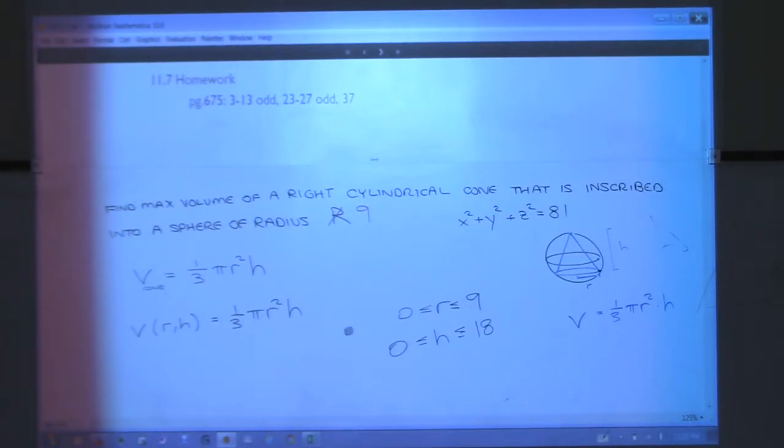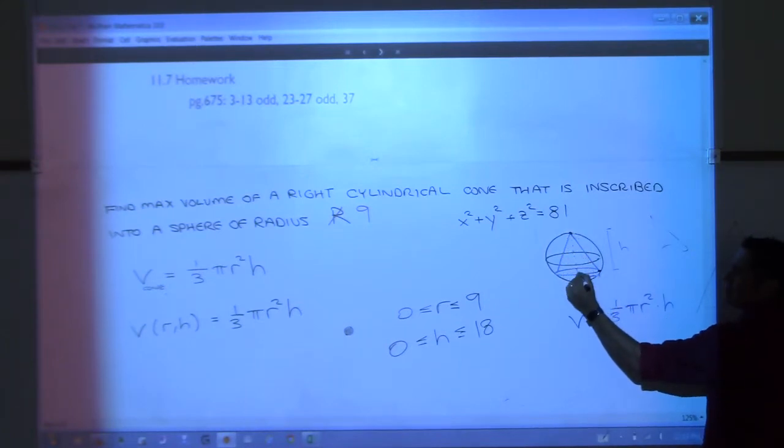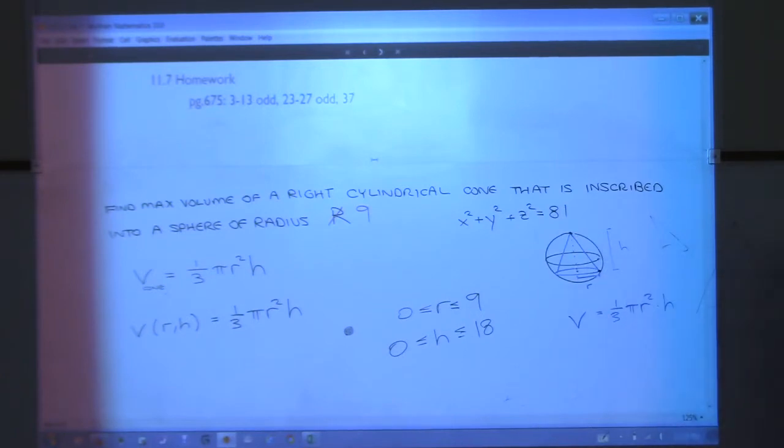H is 0. Where is H on this? H is the distance from the North Pole to right there, right? So what is H there? H is 0. I mean, do we know? It's just H, yes?